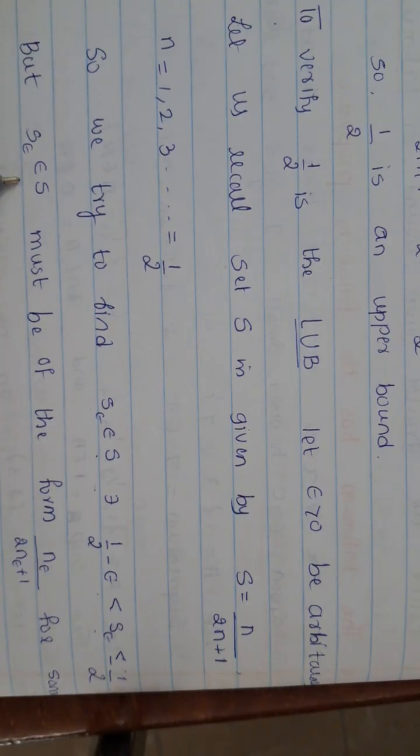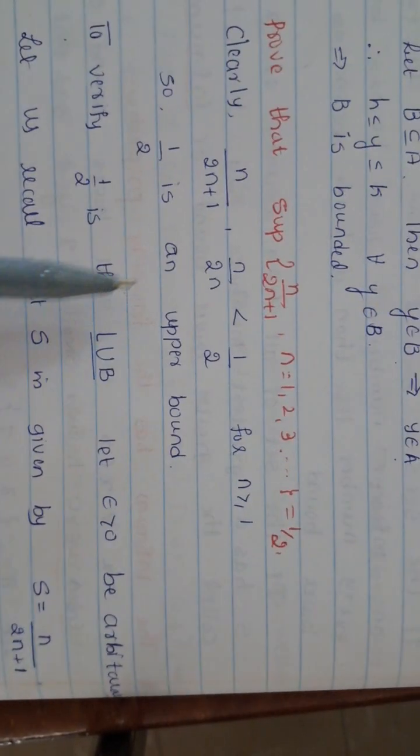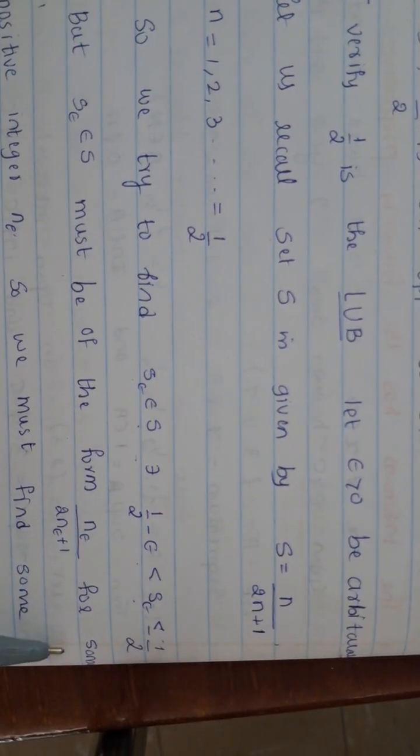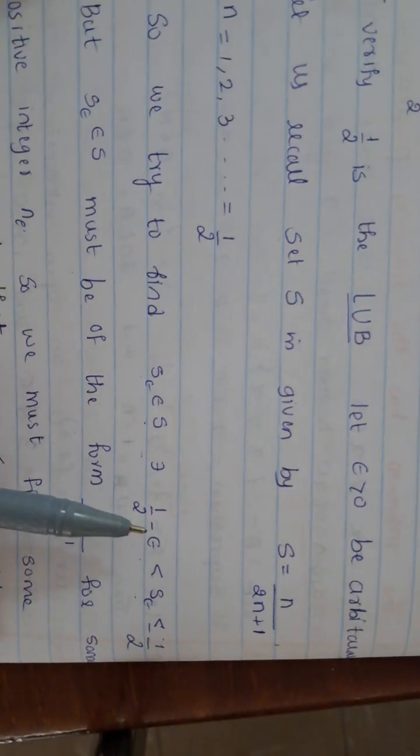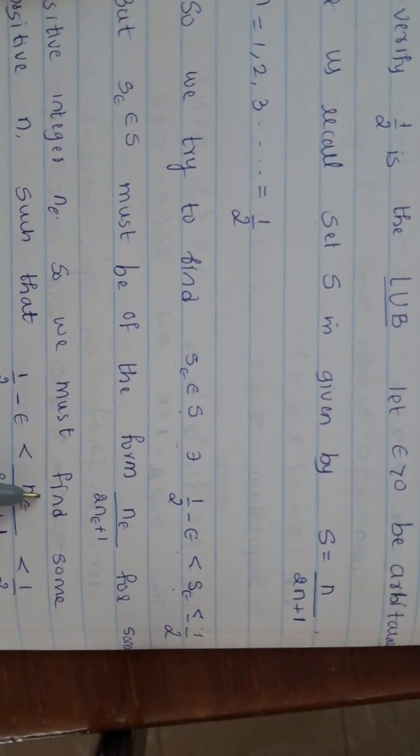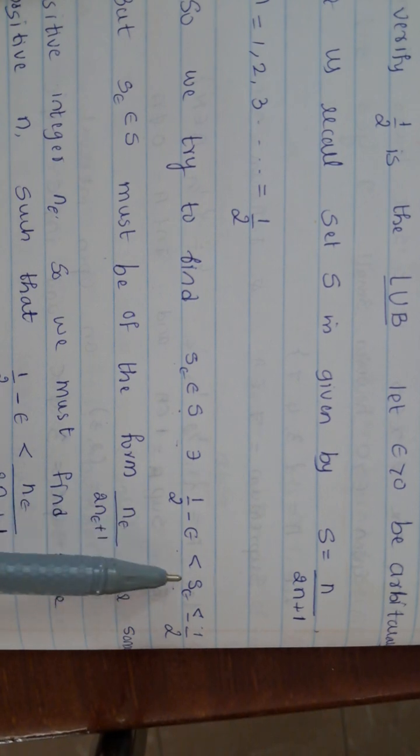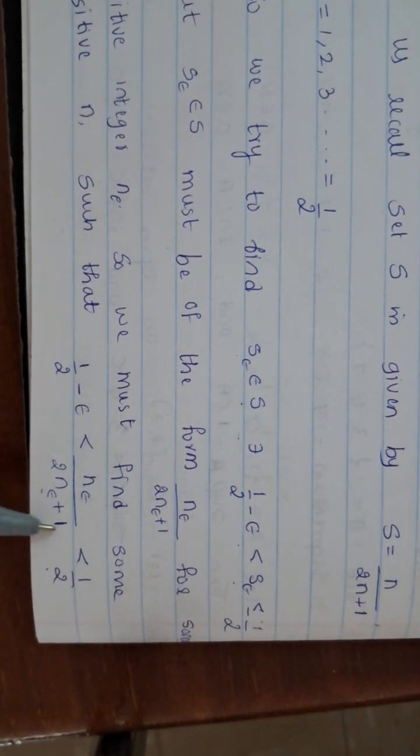But S epsilon belongs to S must be of this form, because each and every element is of the form n by 2n plus 1. So therefore it should be true for some positive integer n epsilon. So we must find some positive integer n such that, replacing S epsilon by how the set is defined, 1/2 minus epsilon is less than n epsilon upon 2n epsilon plus 1, which is less than half. Okay, so this is what we have written.